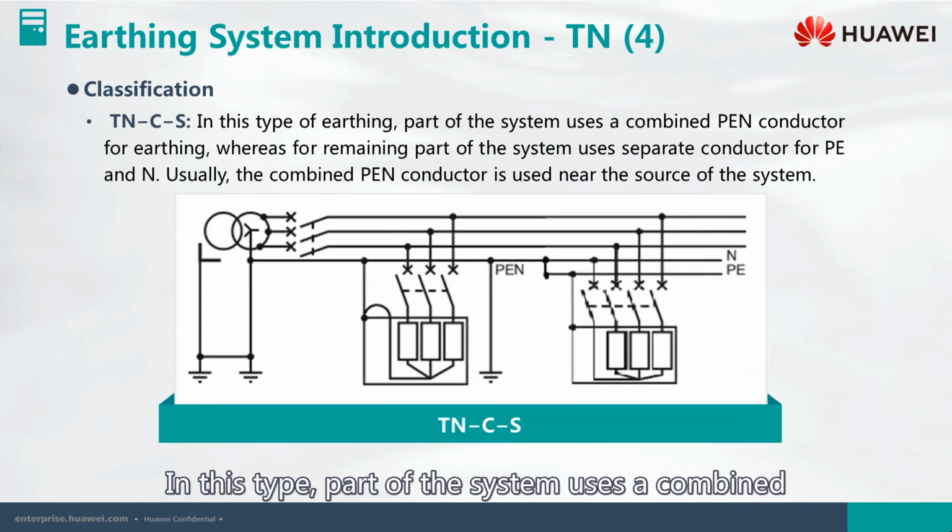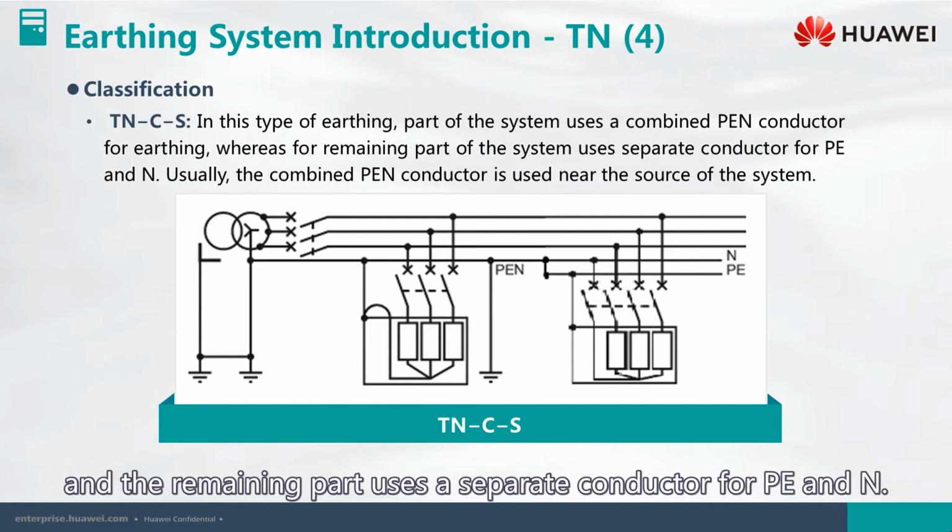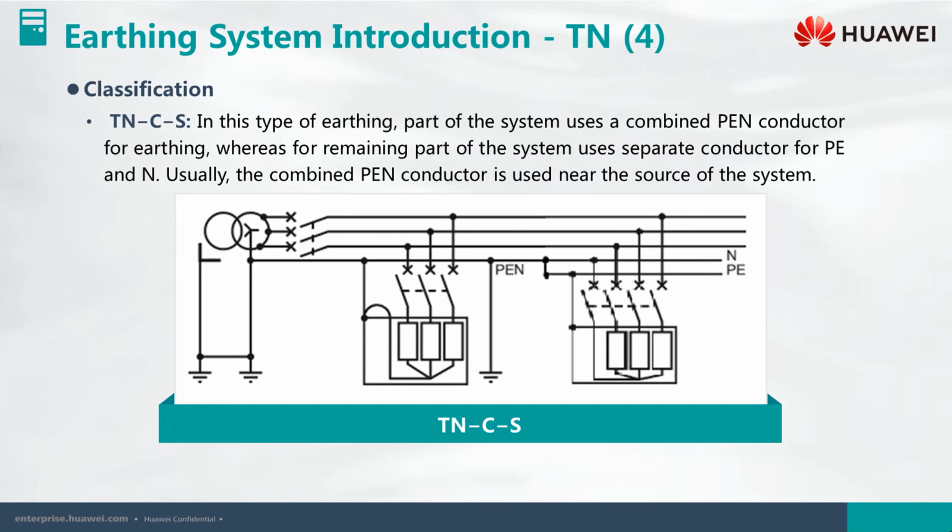TN-C-S. In this type, part of the system uses a combined PEN conductor for earthing, and the remaining part uses a separate conductor for PE and N. Usually, the combined PEN conductor is used near the source of the system.